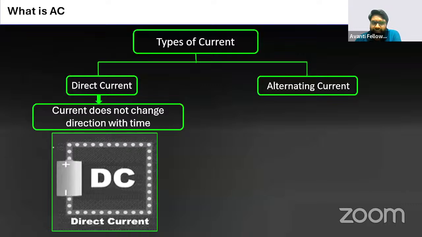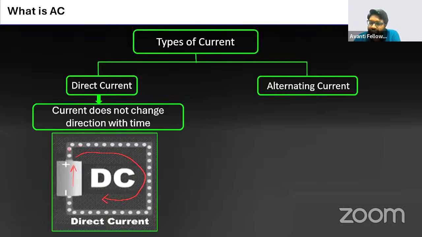Direct current is current that does not change its direction with time. That particular current is direct current. If you see the little balls moving in this particular circuit, these small balls are nothing but the electrons, and they are being pushed by this battery. We can say that this movement is in the clockwise sense, and it is not changing with time. So this particular type of current is nothing but direct current.